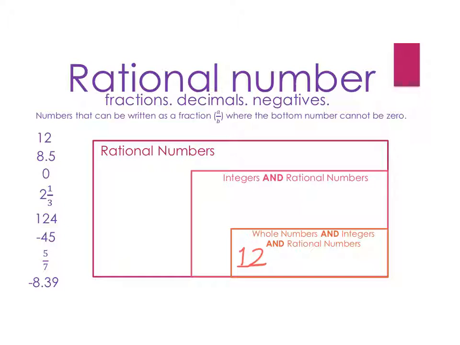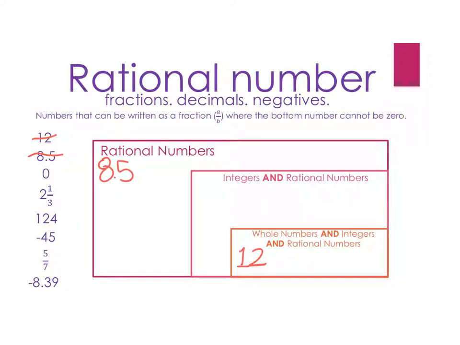The next number is 8.5. 8.5 is a decimal number. So let's think. Can whole numbers be decimals? No. Can integers be decimals? No. So it's not a whole number, it's not an integer. 8.5 is only a rational number. So I'm going to write it over here under rational numbers. Let me cross these out after I'm done.